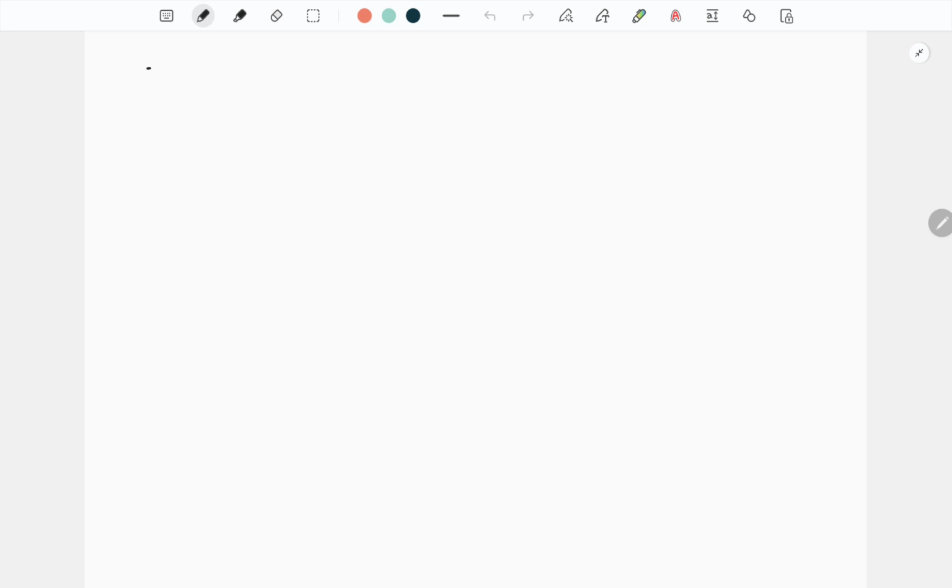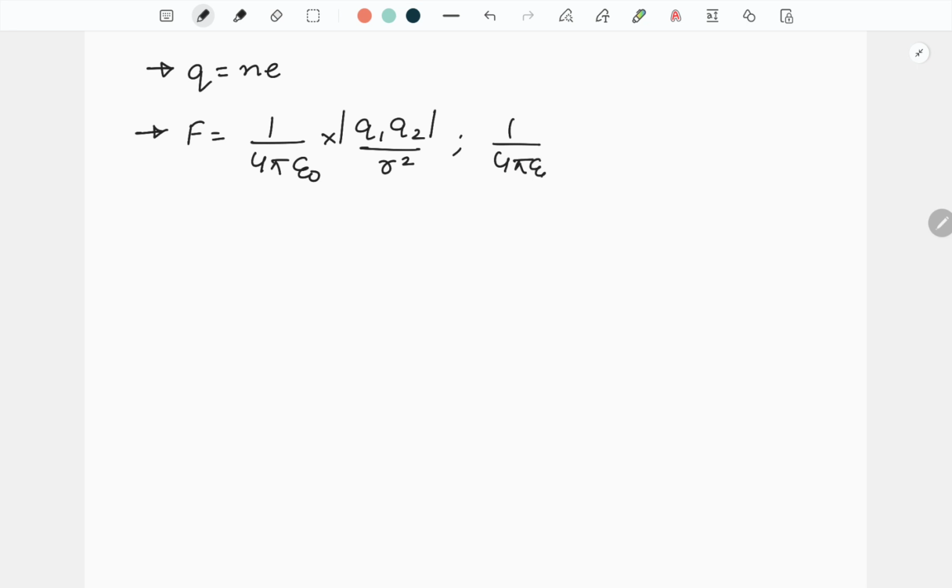Okay, so let me first revise what Coulomb's law was and what formula we are going to use today. One formula that I gave was q = ne, based on quantization of charge, and Coulomb's law was F = 1/(4πε₀) q1 q2 / r². Here you have to keep in mind that charges should be taken in their magnitude, whether positive or negative. We take the positive sign only, and the value of 1/(4πε₀) is 9 × 10^9, with unit Newton meter square per Coulomb square.